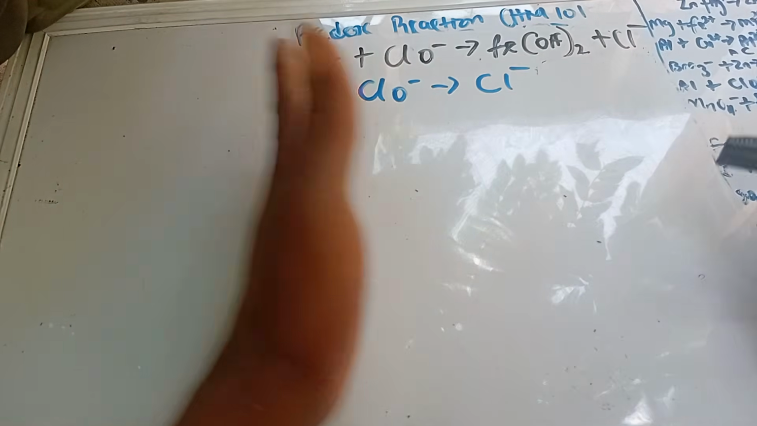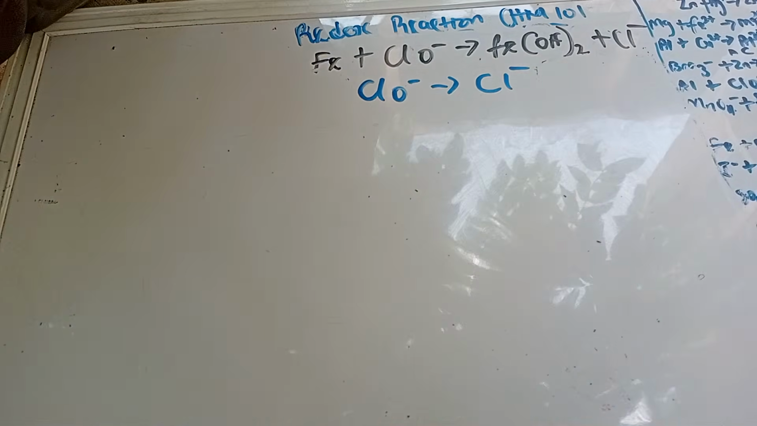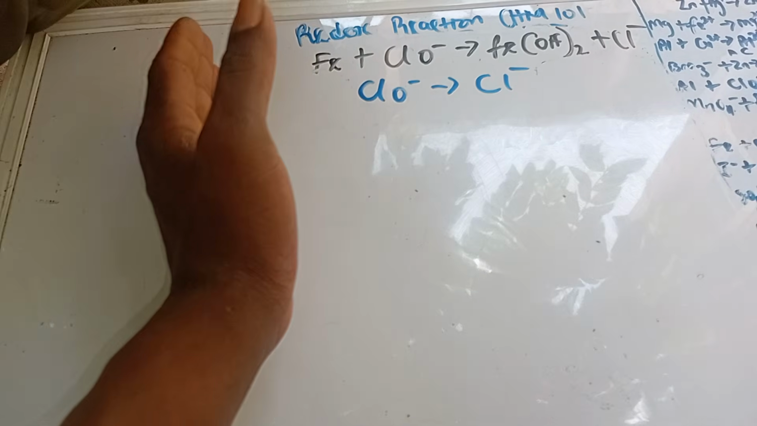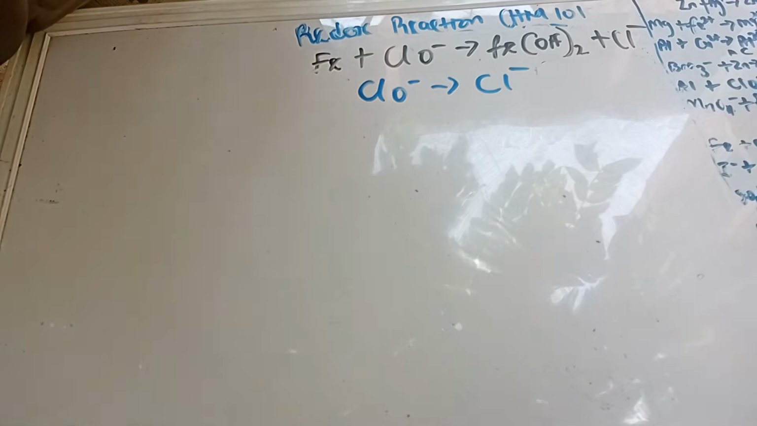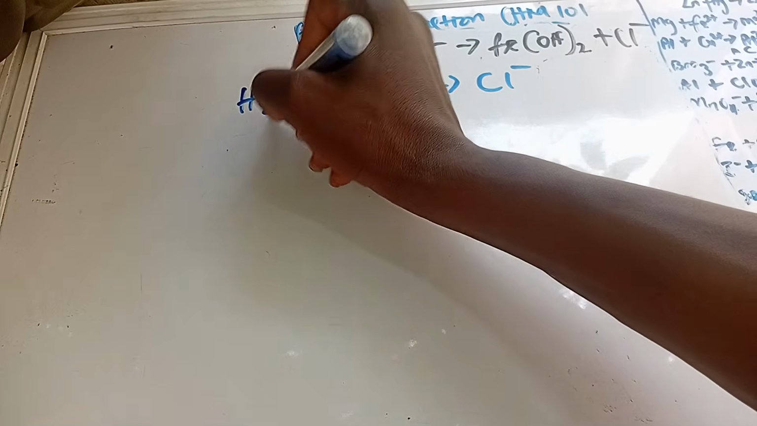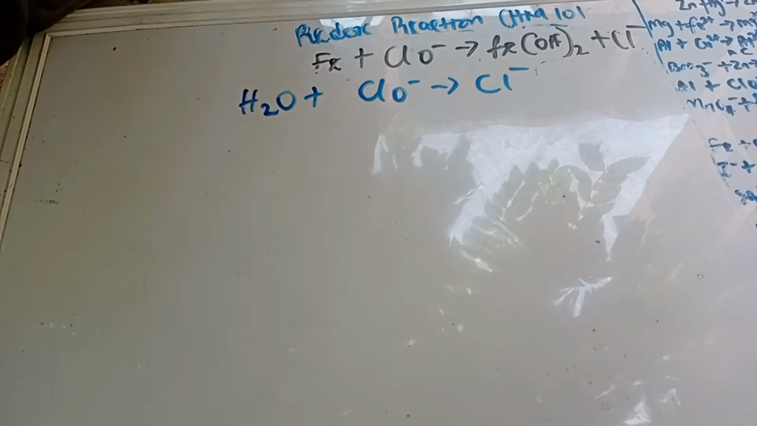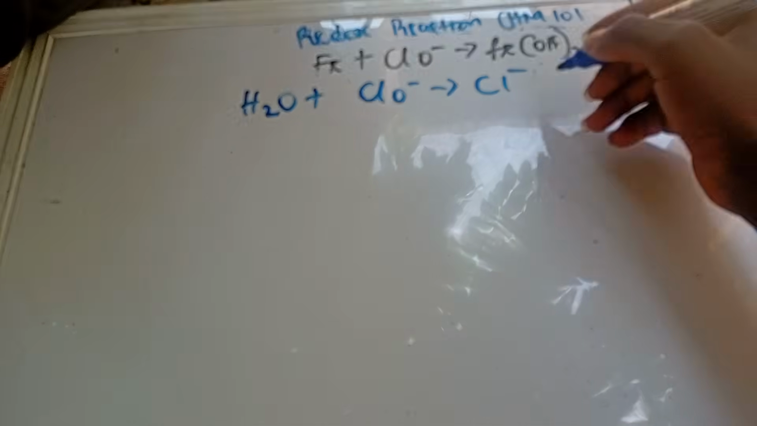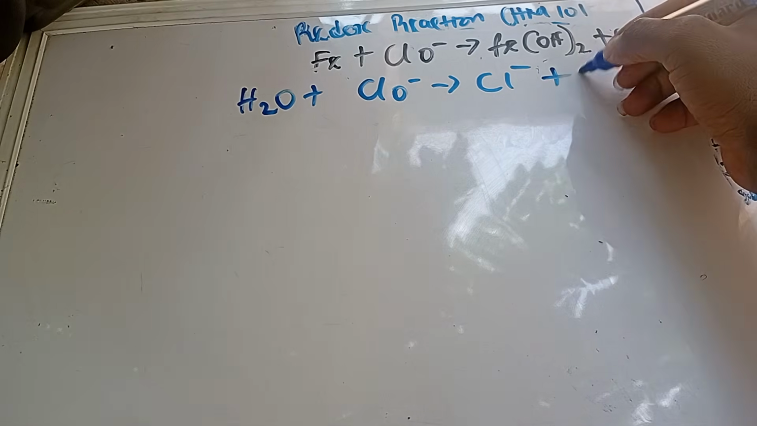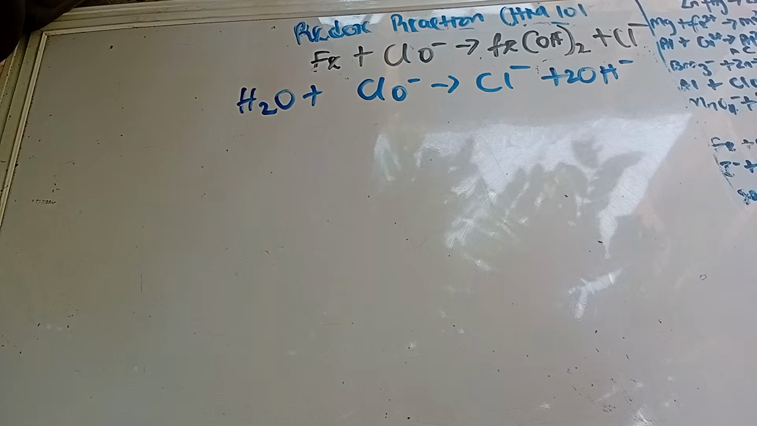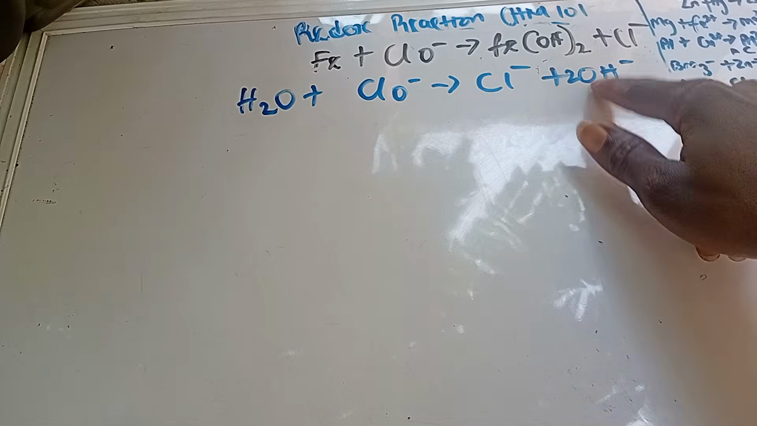In acidic medium, we add the water molecule to the side with less hydrogen. But in basic medium, add water to the side with more hydrogen. So we are adding the water here, H2O. Now oxygen is 2, hydrogen is also 2. So this one becomes what? Add 2 hydroxide ions. Oxygen is balanced now, hydrogen is also balanced, 2 and 2.